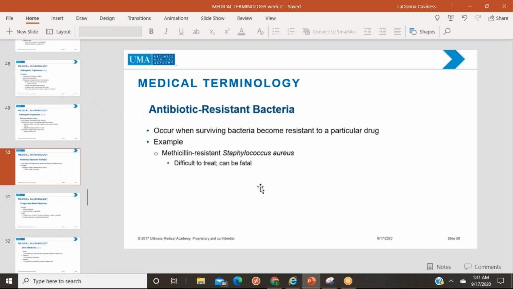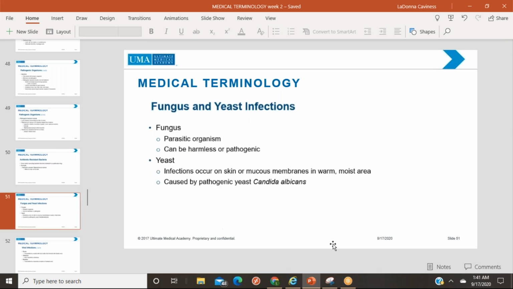Antibiotic-resistant bacteria occur when surviving bacteria become resistant to a particular drug. An example of this would be methicillin-resistant Staphylococcus aureus. Difficult to treat, can be fatal. Fungus and yeast infections. Fungus, parasite organisms can be harmless or pathogenic. Yeast infections occur on the skin or mucous membranes in moist areas, caused by the pathogenic yeast Candida albicans.